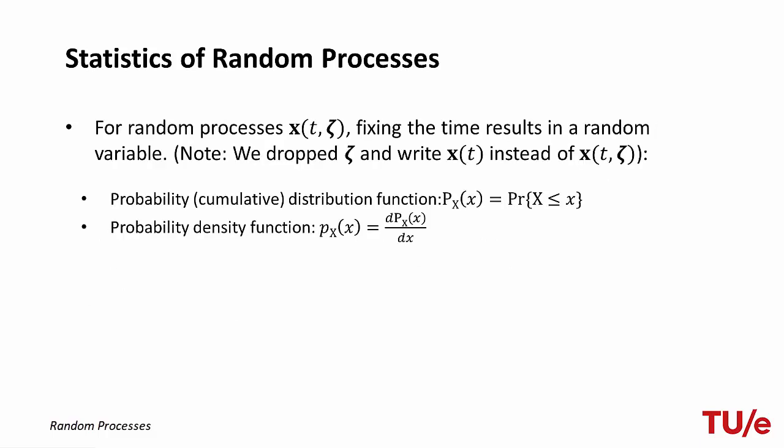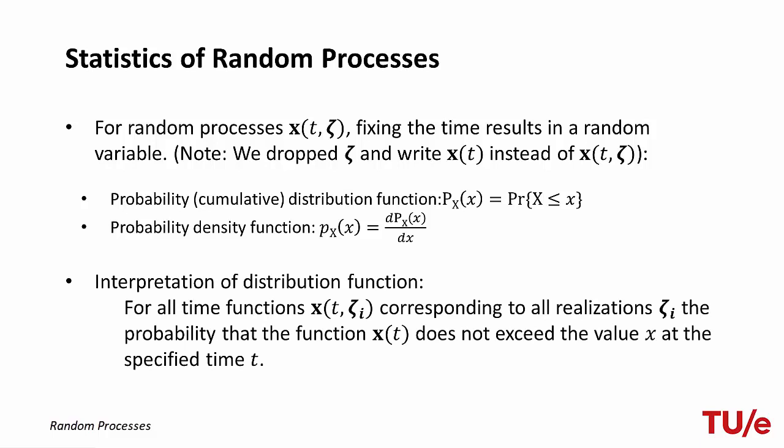For a random process, we use the same probability distribution function definition by focusing on the time variable. Our definition of the probability distribution function is valid for any time instance. This means we end up with a function that is defined with respect to time. In other words, the probability distribution function is time dependent. The interpretation of the distribution function is as follows. For all time functions x corresponding to all realizations of the controlling parameters, the probability that the function x does not exceed a certain value at the specified time t gives the distribution function.